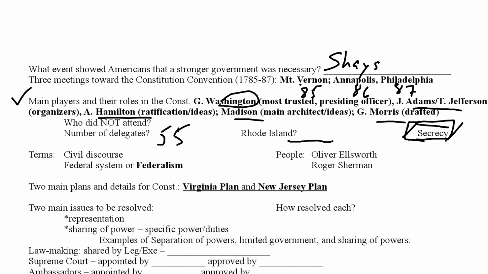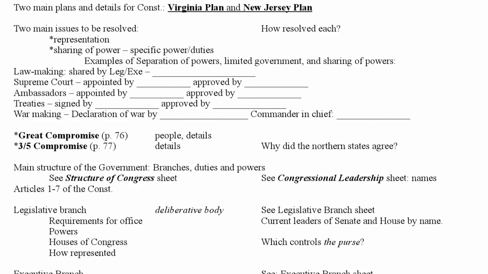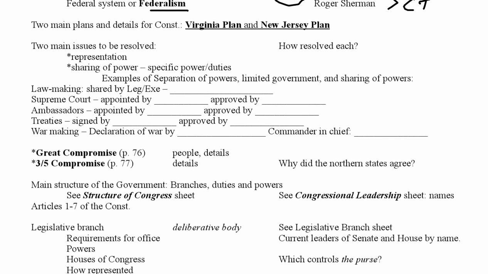Know these terms, especially federalism. These 2 guys, Oliver Ellsworth and Roger Sherman, they were from Connecticut. So sometimes part of the constitutional representation has to do with it. It's called the Connecticut Compromise. 2 main plans they are, Virginia and New Jersey plans. 2 main issues to be resolved was representation and the power sharing.